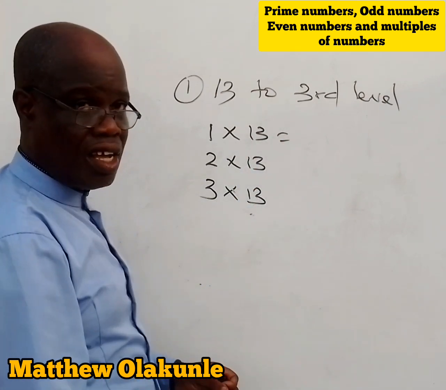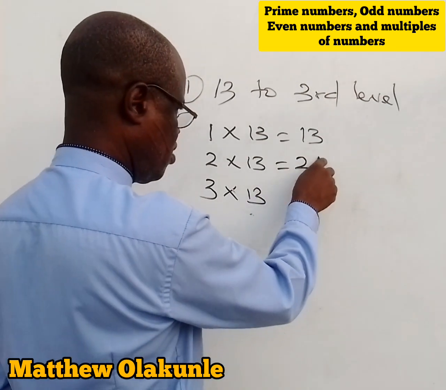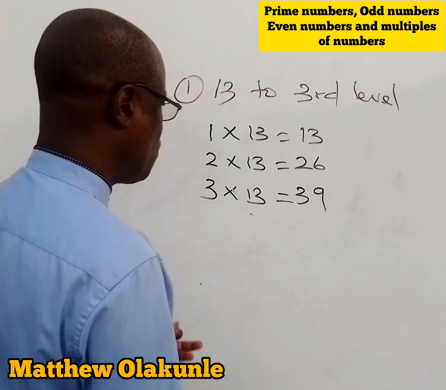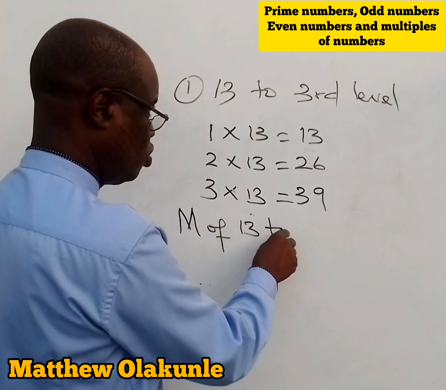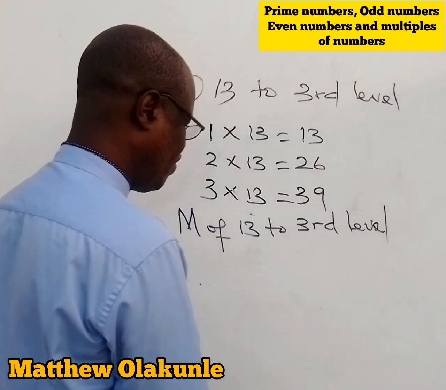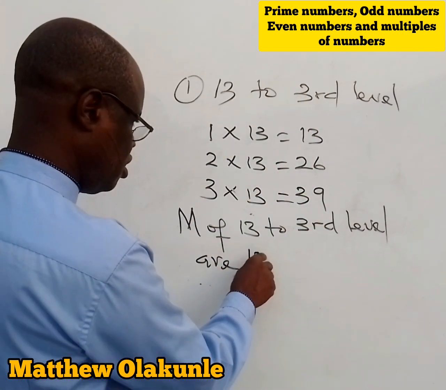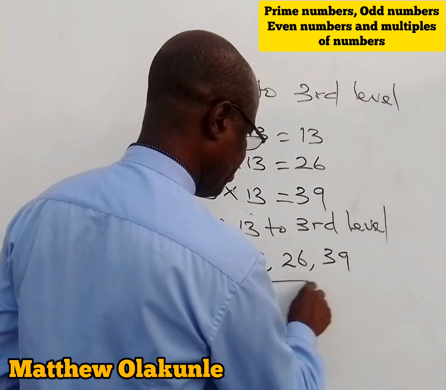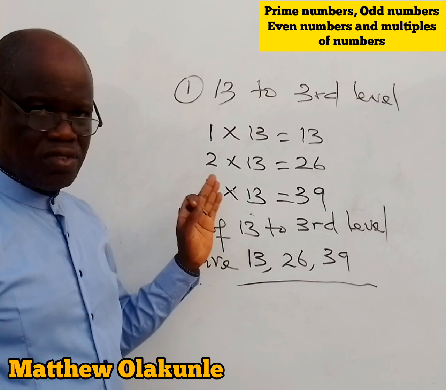What will this give you? 13 times 1 is 13. 13 times 2 is 26. 13 times 3 is 39. So you now say multiples of 13 to the 3rd level are, you write all these down, 13, 26, 39. So this is how to get multiples of numbers.